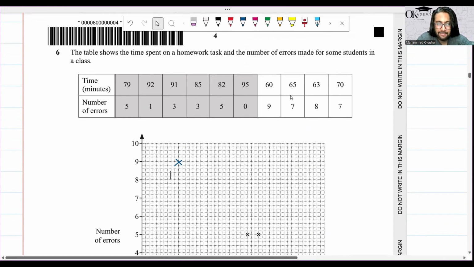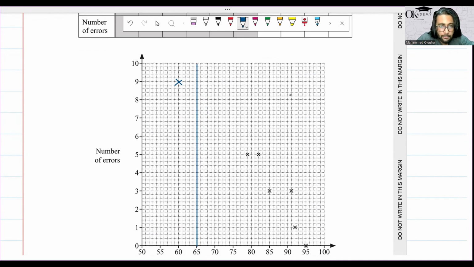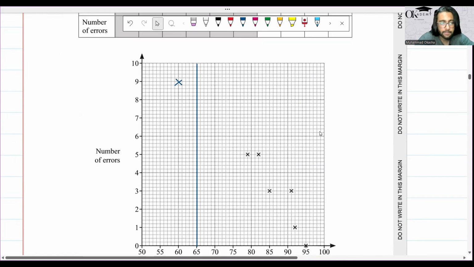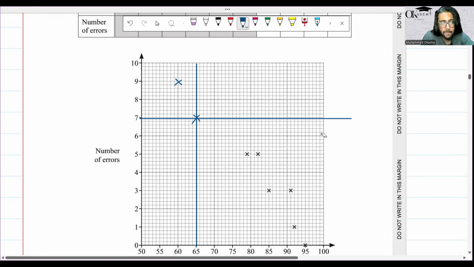Okay, 65 and 7. So we're 65 minutes and 7 errors. So I'll run a line through 65. And there is 65. And how many errors? If you spend 65 minutes, you do 7 errors. So 65 minutes and 7 errors. Where's the other line? So this should be over here. I hope I made it right.